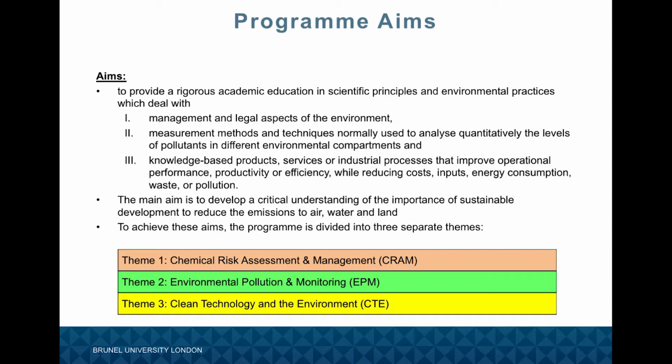The main aim is really to develop a critical understanding of the importance of sustainable development to reduce the emissions to air, water, and land. To achieve these aims, we have divided the program into 3 different themes. Theme 1 is Chemical Risk Assessment and Management. Theme 2 is Environmental Pollution and Monitoring. And theme 3 is Clean Technology and the Environment.